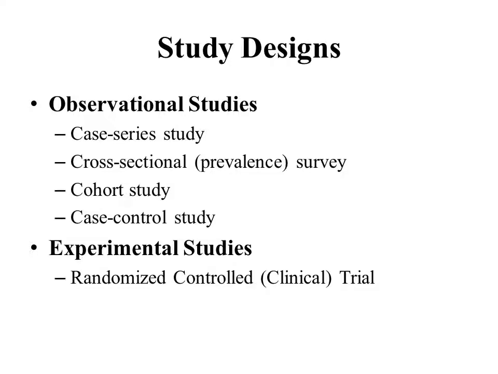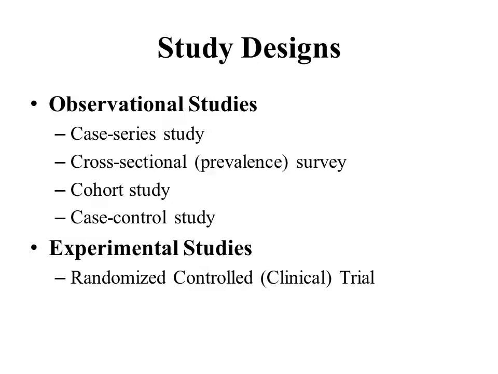So first of all, study designs are broken down into two very broad categories. We have observational studies and experimental studies. In an observational study, we're not doing anything to the people that are being observed. We're simply observing them. In an experimental study, we're doing something to the people in the hope of affecting the outcome of what happens to the people.